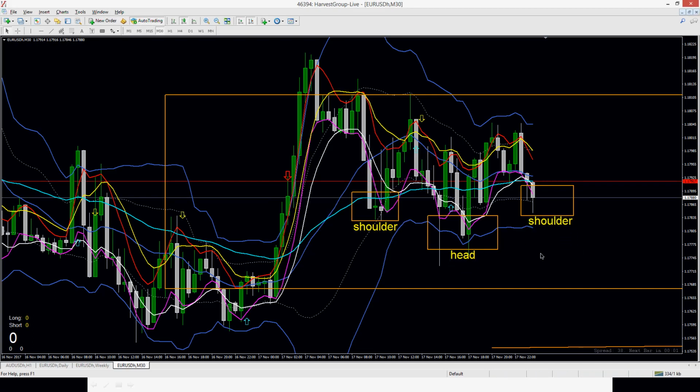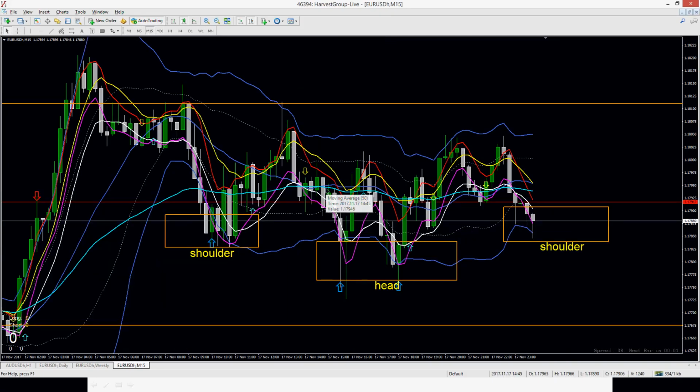So immediately over here, from all different angles, from weekly, from monthly to M30, now it tells me that the price is going up. So let's go to M15.